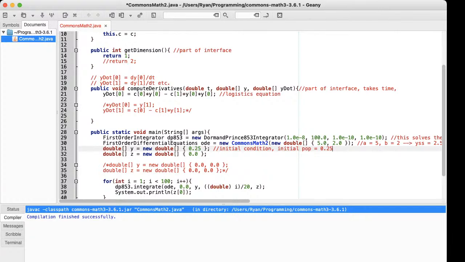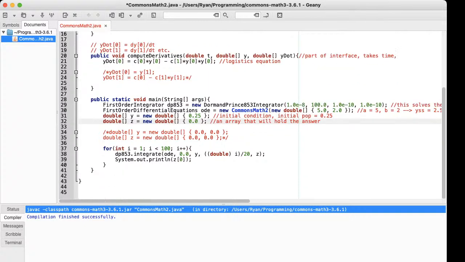And then Z is an array that will hold the answer. I have to define the array before, so it's not going to spit out the answer. So I have to define where the answer is going to go before I ask for the answer from the integrator.